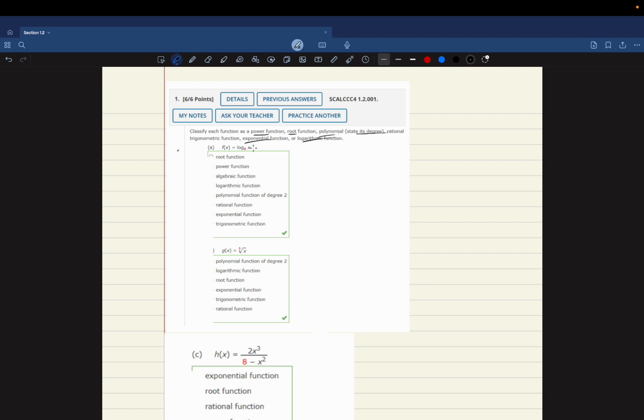Okay, so let's look at this function. So it is saying log to the base 4x. So as soon as you see log, then it is a logarithmic function, so it is this one. So question number 1b, it is a root but with the 5 power, and then there is under x. Okay, so this is a root, so we can do root function.